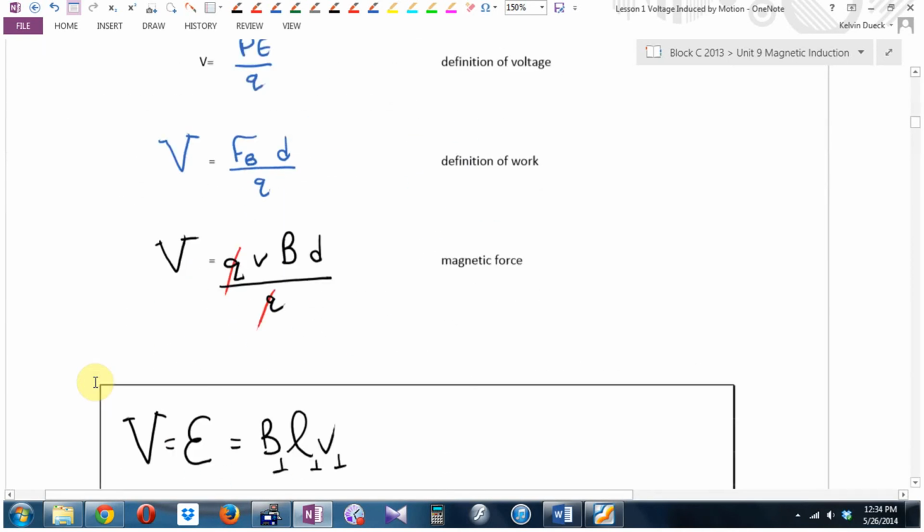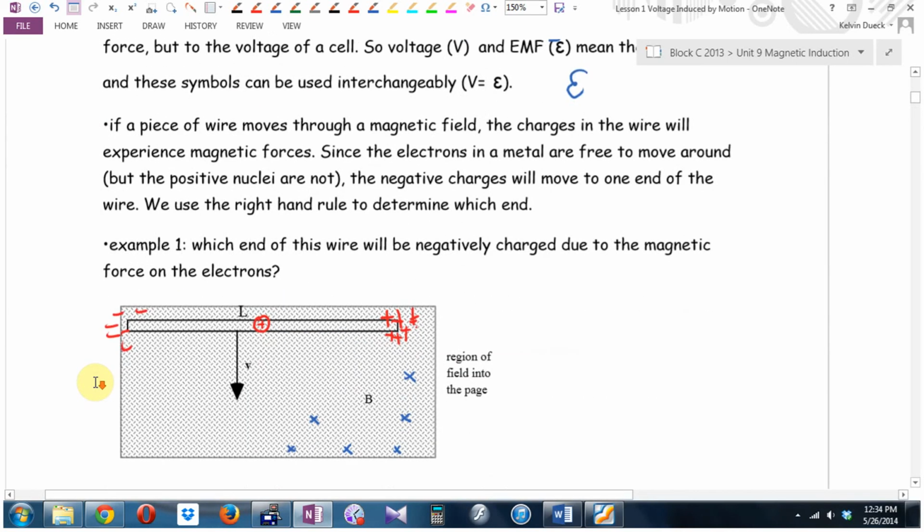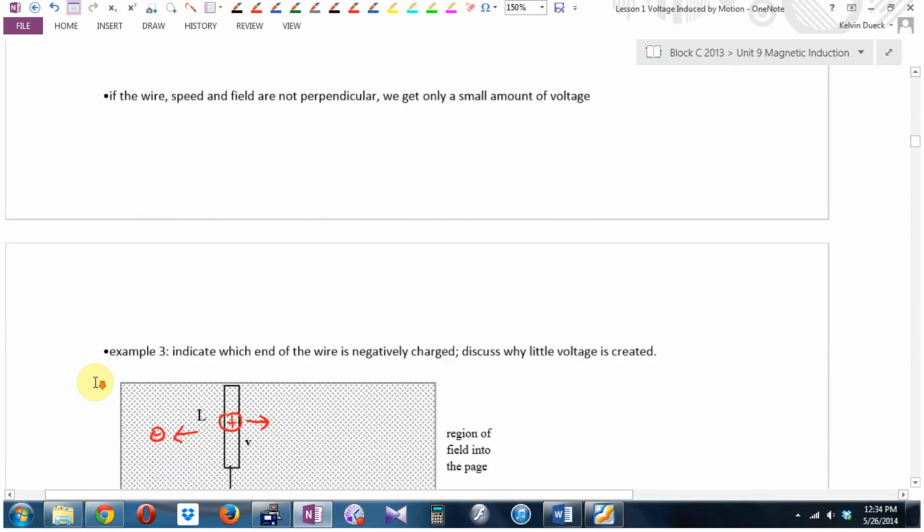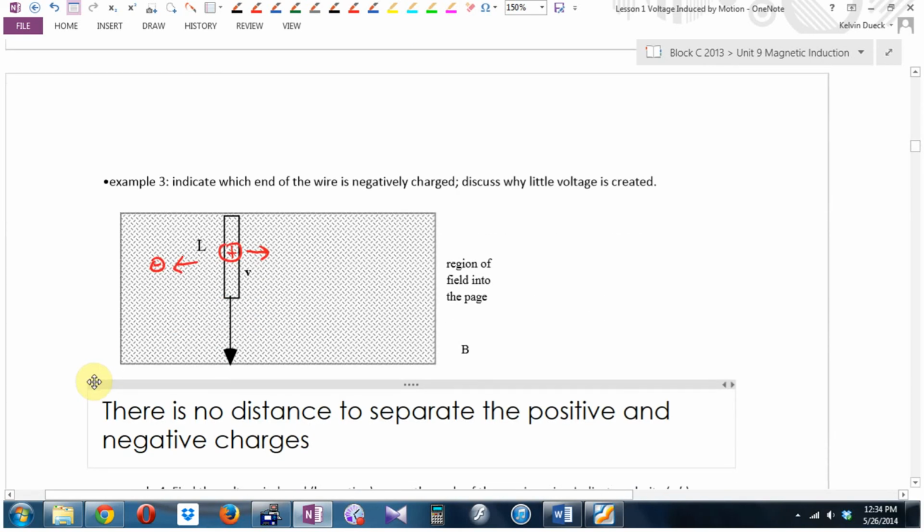In this picture, you can really separate them. You can get a whole bunch of positives on one end, a whole bunch of negatives on the other end. So a classic multiple choice question in this unit is they'll give you a picture of 4 different situations, and they'll say which one will induce the biggest voltage, and I guarantee a couple of the bars will be moving parallel to the magnetic field or parallel to the direction of motion.